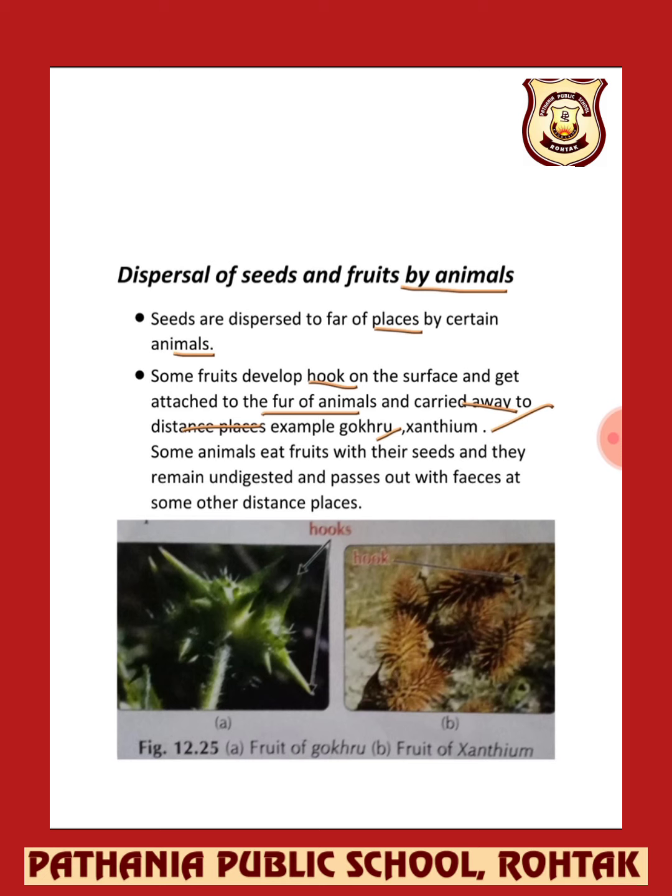One more point is that many animals eat fruits. With the fruits they eat seeds also, and the seeds are not digested, meaning they are undigested, and they pass out with the feces, and get to different places when they excrete. This way that seed will travel from one place to another. So two ways we have discussed: it goes with the fur of the animal, and it goes with the feces also.